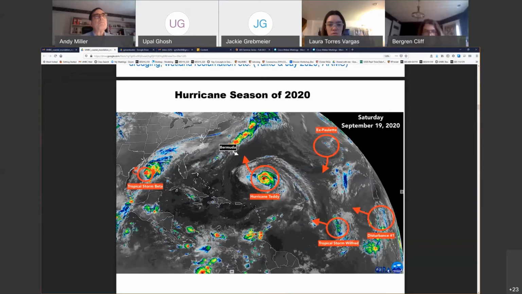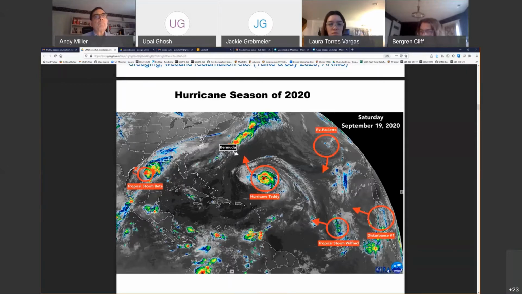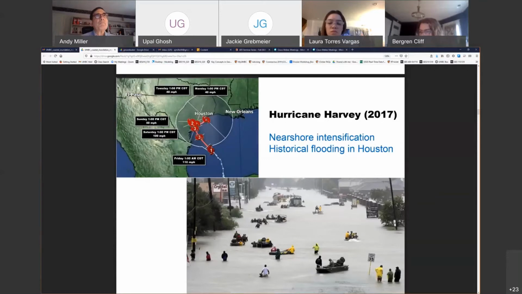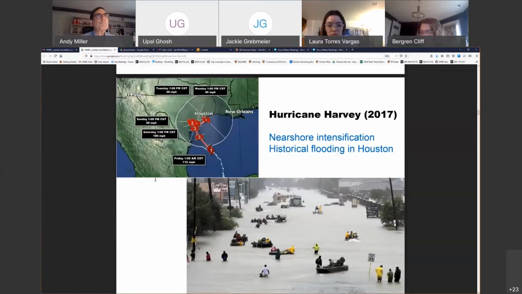There's Tropical Storm Beta moving toward landfall, Hurricane Teddy in the North Atlantic, and Tropical Storm Wilfred further out. And this extra Category 2 hurricane will also emerge as another storm. Next slide, please. In addition, this year we're going to hit a record, with 19 named storms, so we have run out of the names for these storms.